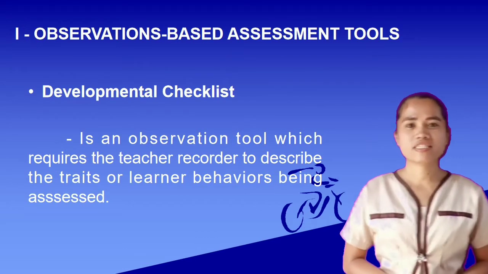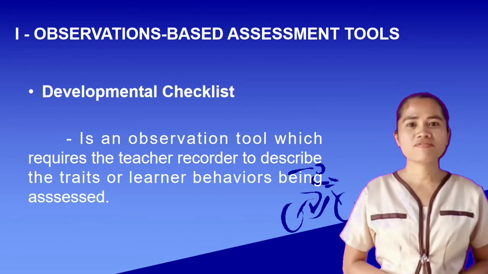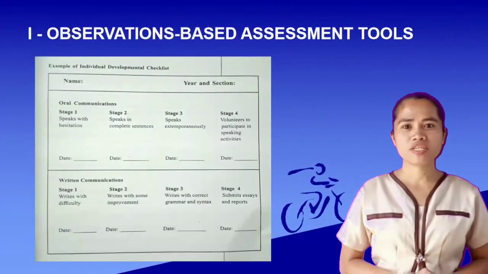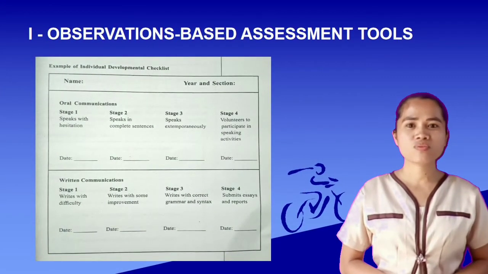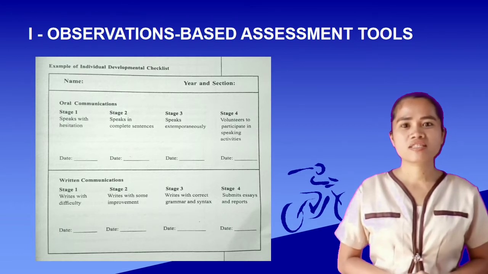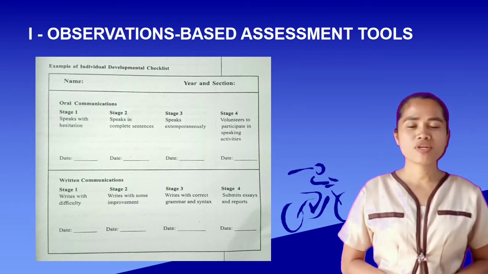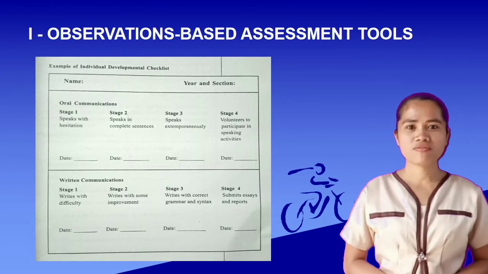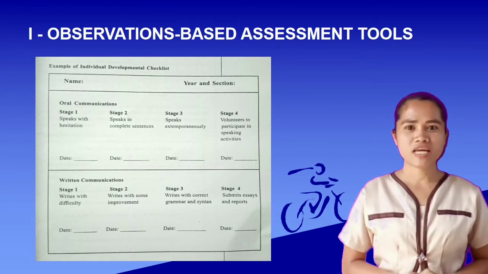In this checklist, the teacher can identify whether the students are improving in oral communication, which is in stage 1, speaks with hesitations; stage 2, speaks in complete sentences; stage 3, speaks extemporaneously; and stage 4, volunteers to participate in speaking activities. In this stage, the students have already achieved the desirable competence they must have.